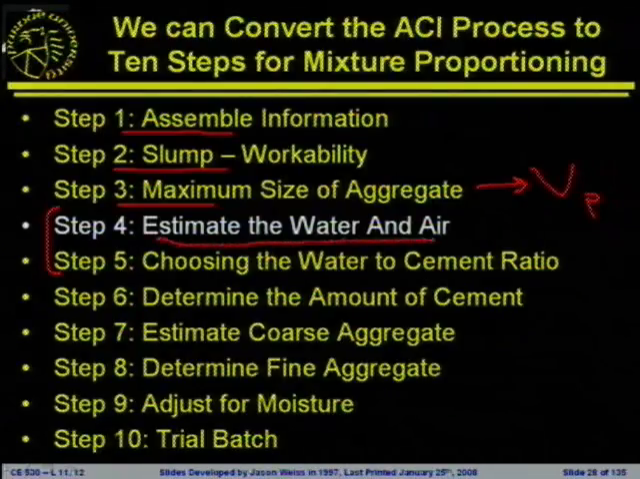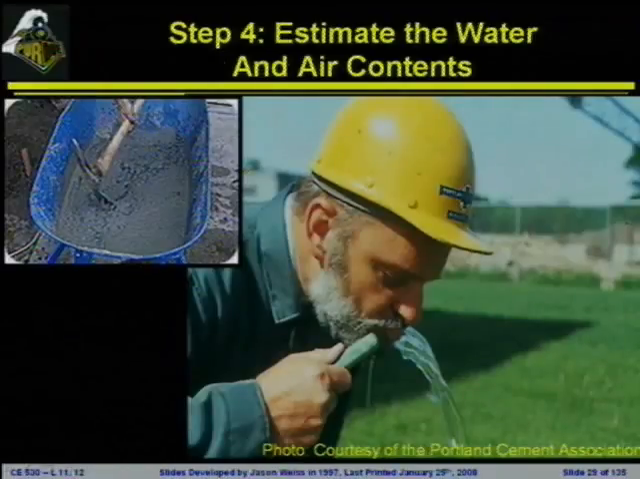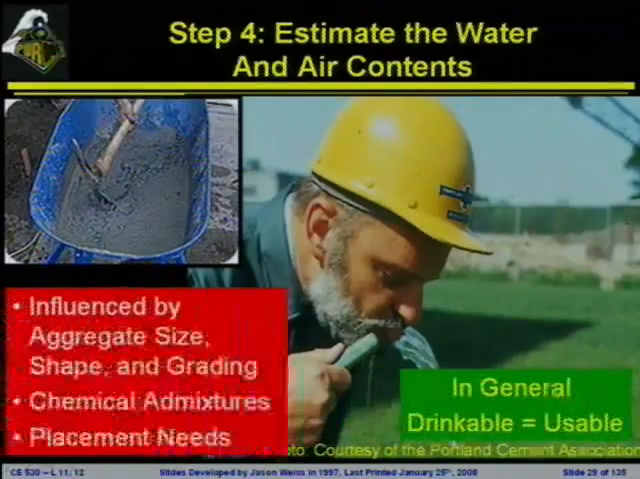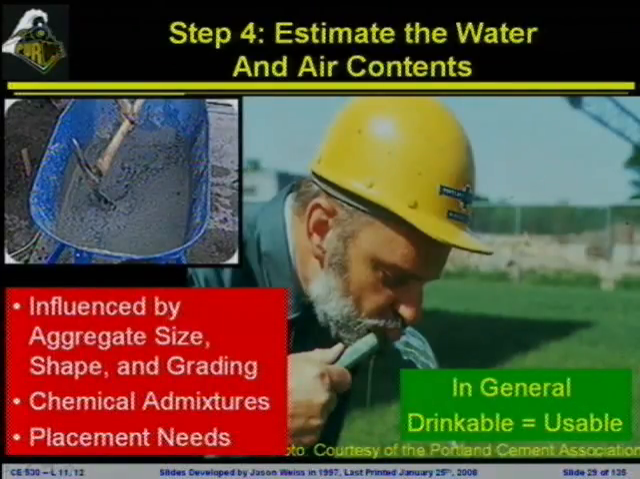Now what we want to do is jump ahead and talk a little bit about water and air for the system. As we mentioned before, in general, drinkable water is usable water. The amount of water is going to be influenced by the aggregate size, shape, and gradation. Why is it influenced by the aggregate size and shape and gradation? Water is going to comprise paste. So the more paste you need, the more water you're going to need. So this is sort of a way of getting at, well, this is going to be a fraction of the paste, so it's going to be influenced by the aggregate size.